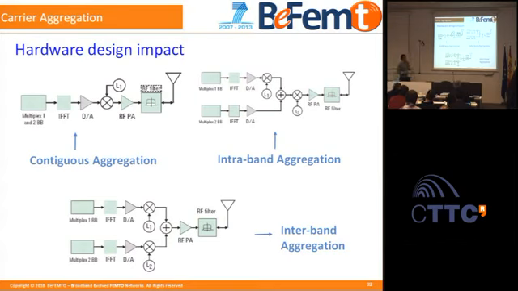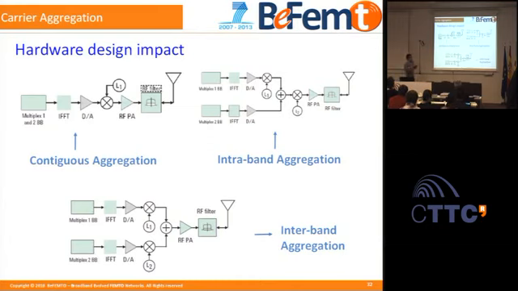For example, if you employ a contiguous aggregation, and the technology allows it, I think it does, if you want to handle 100 MHz you can use only one transceiver with 100 MHz of bandwidth. That is the easiest and the cheapest way to deploy this part.